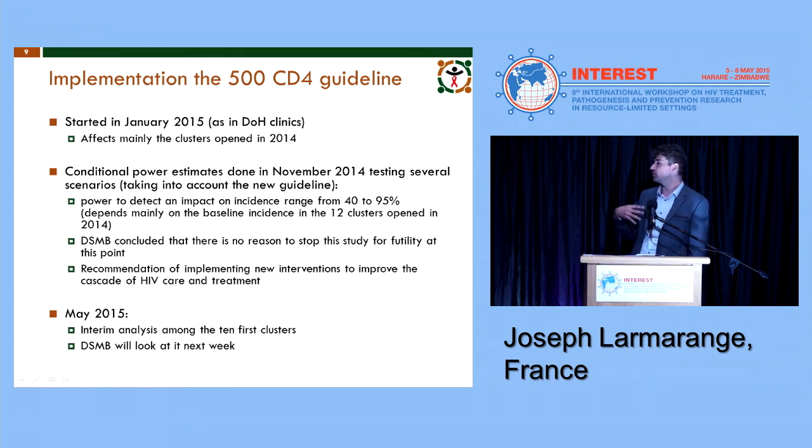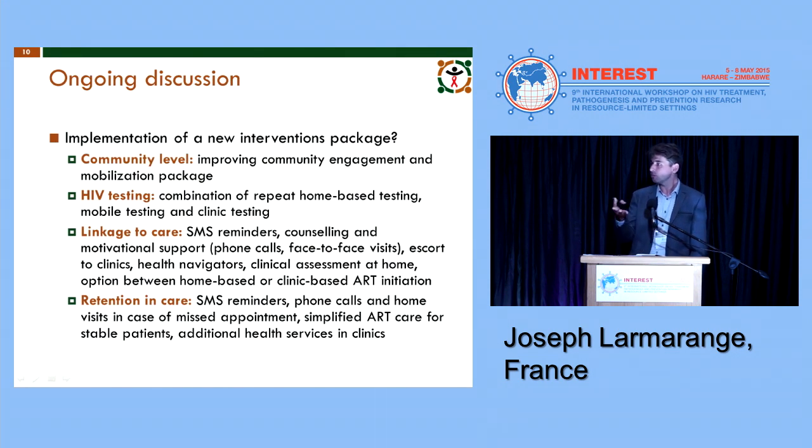However, even if we don't see an impact on incidence, we will have a lot of information in terms of implementation, and there is still a big interest in the trial. But we still have quite a good chance to see something. Maybe not an impact as much as we expected from the beginning, but probably we can see something. And the DSMB also recommended the implementation of new interventions to improve the cascade of HIV care and treatment.